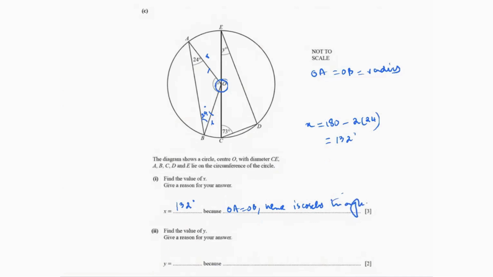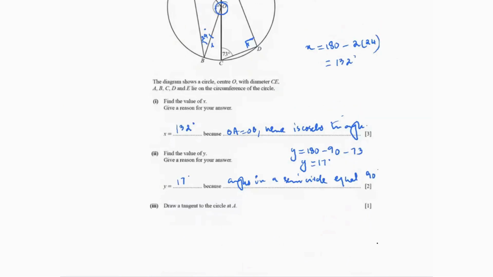And find the value of y. They said that EC is the diameter, which means this angle is going to be 90 because it's coming out of the diameter inside the circumference. So for y, it's going to be 180 minus 90 minus 73, which gives us 17 degrees. Because angles in a semicircle equal 90 degrees, which are right angles. That's your answer.